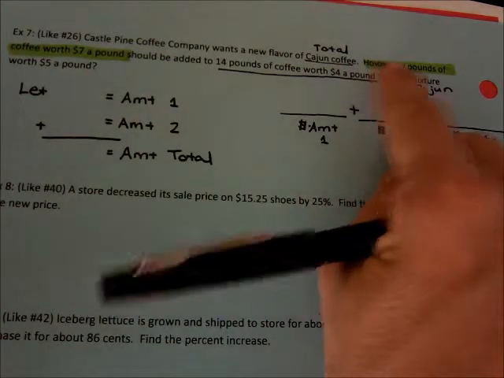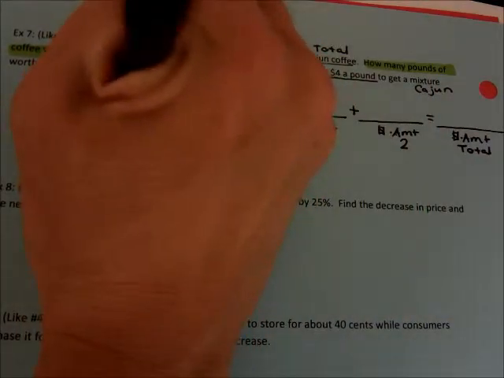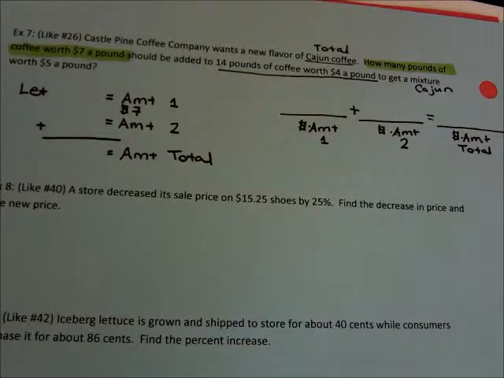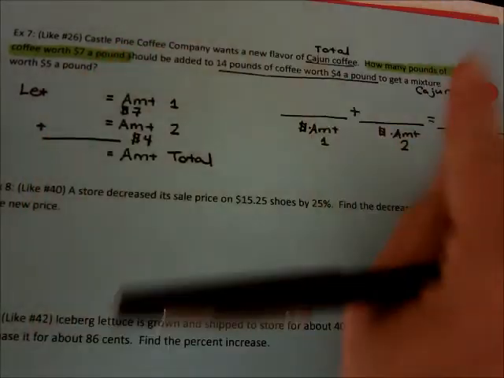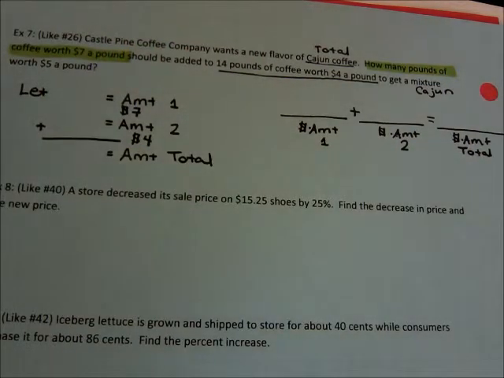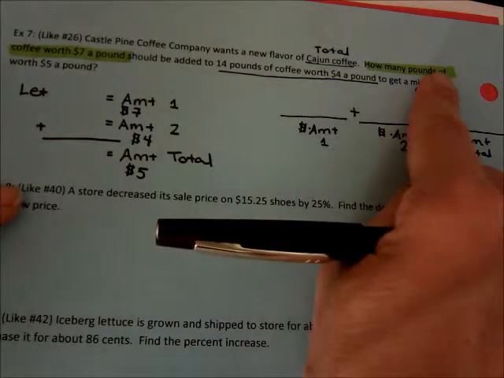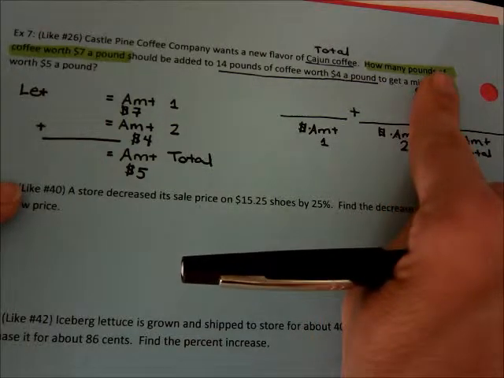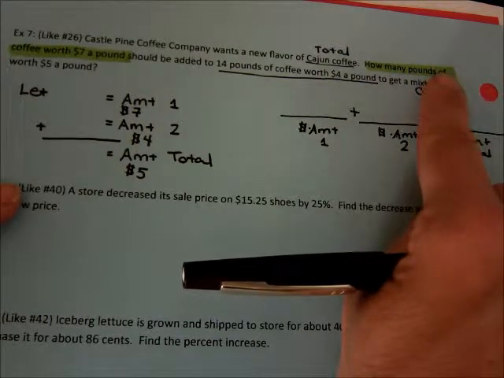How many pounds of coffee worth $7 a pound? Let's make that first one the $7 a pound. And the second one is worth how many dollars a pound? $4 a pound. And then how much is my mixture worth? $5 a pound. Now, how many pounds? How many or how much always indicates the variable.